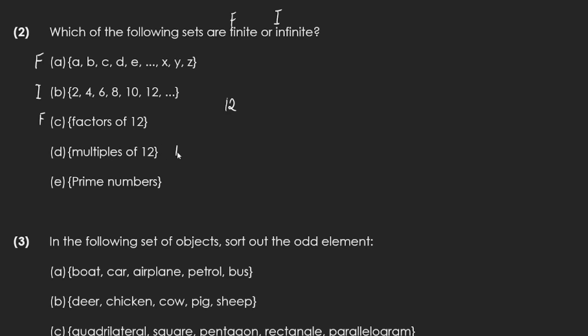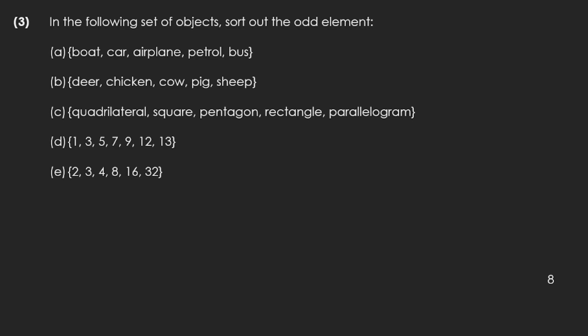Multiples of 12. This one is 12. Then we have 24. Then we have 48. And then so on. This is infinite. Prime numbers. We have an infinite amount of prime numbers. This has already been proven. We have number 3. In the following set of objects, sort out the odd element. A, we have boat, car, airplane, petrol, and bus. I believe all of these are different modes of transportation, and petrol is what fuels them. So petrol is the odd element out.